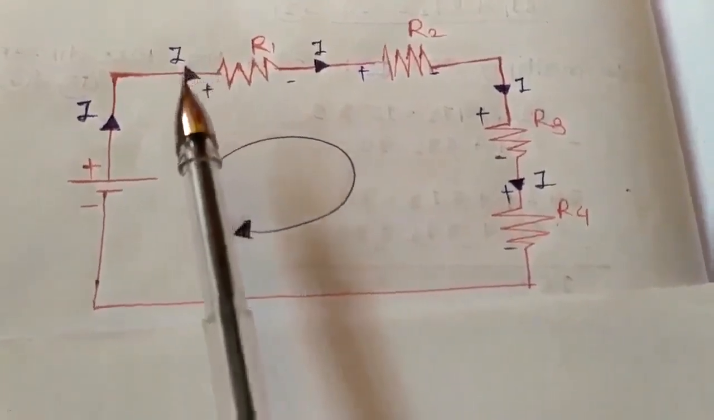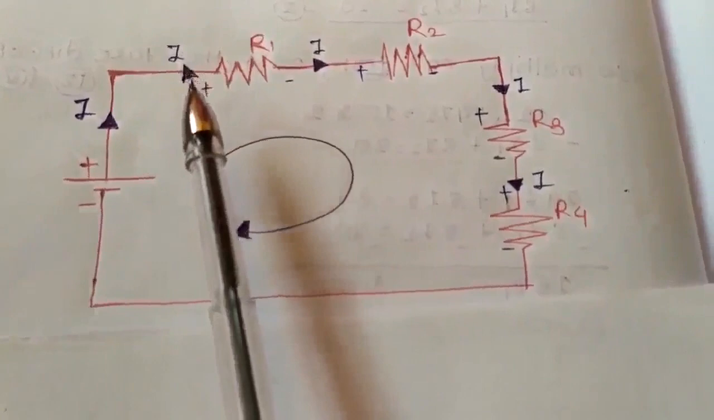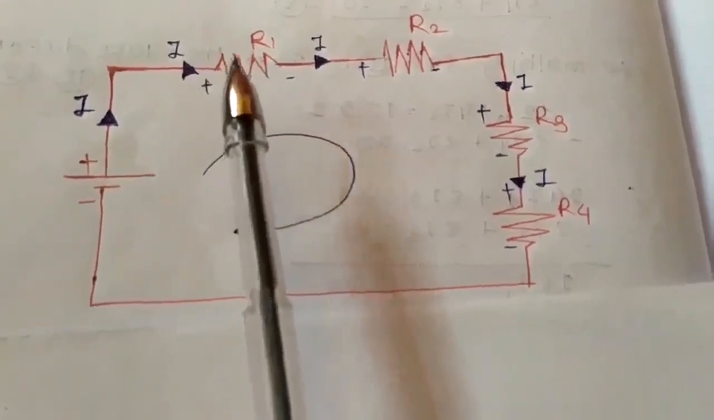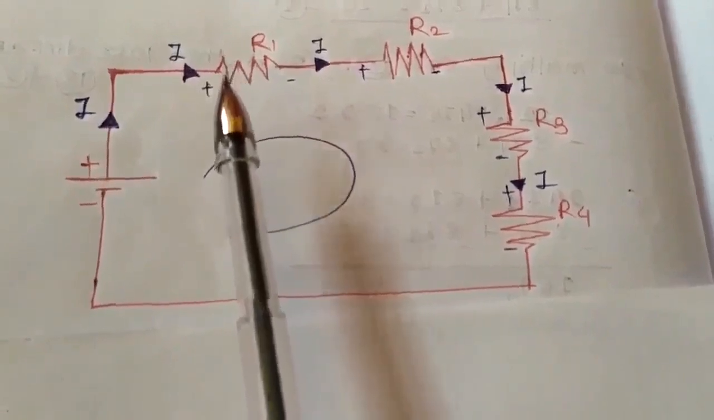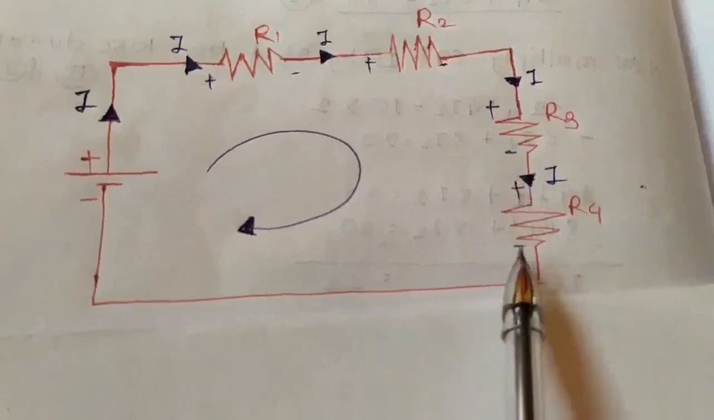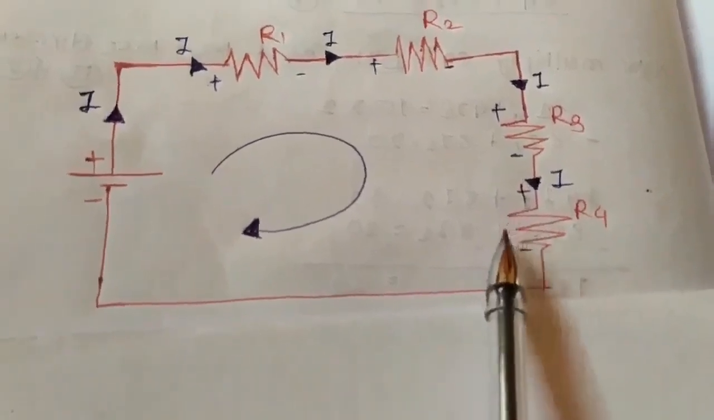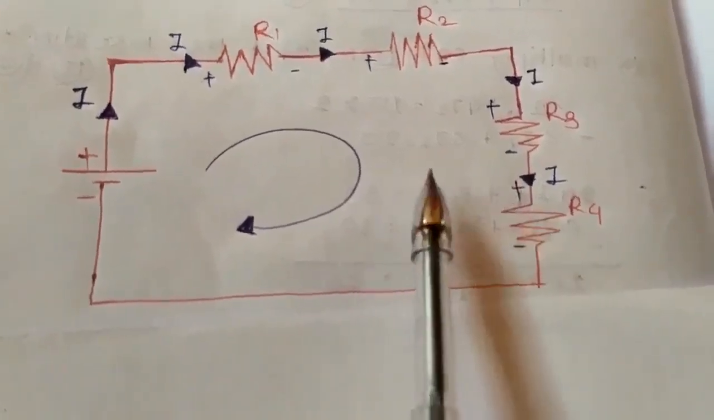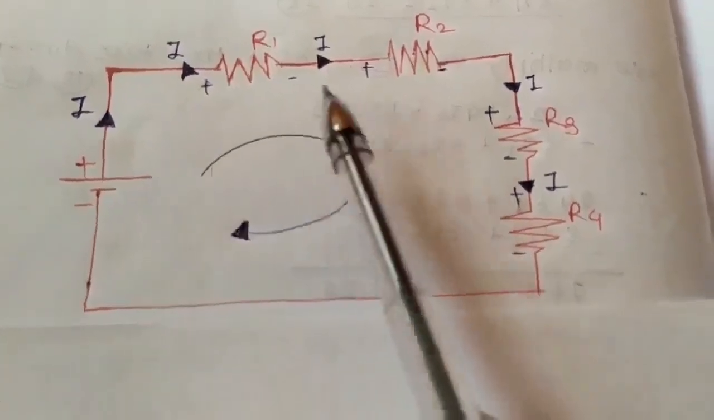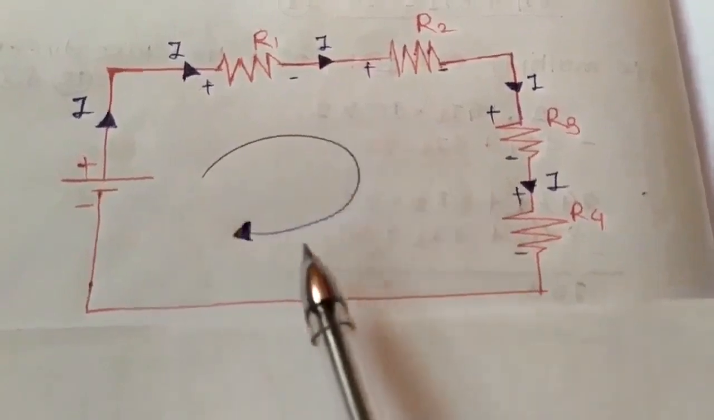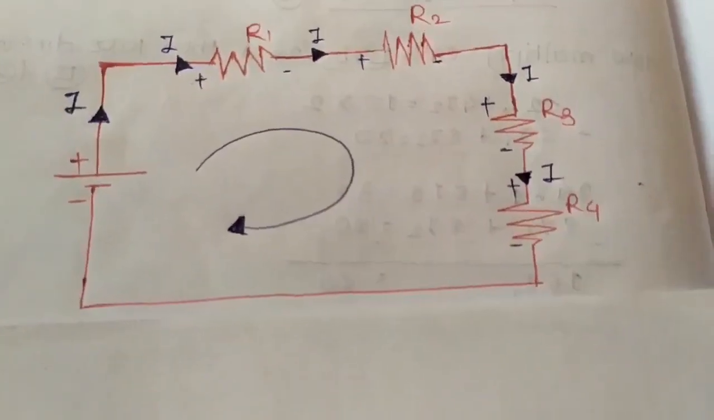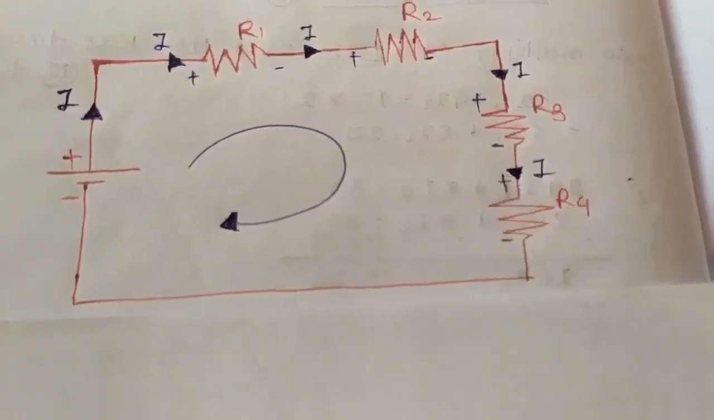See, current is flowing from higher potential to lower potential. Then what do we have to do? We have to take plus and minus signs, because it is very convenient for solving the problems. And then assume the loop direction. We can take clockwise or anti-clockwise, whichever is convenient for our calculation.